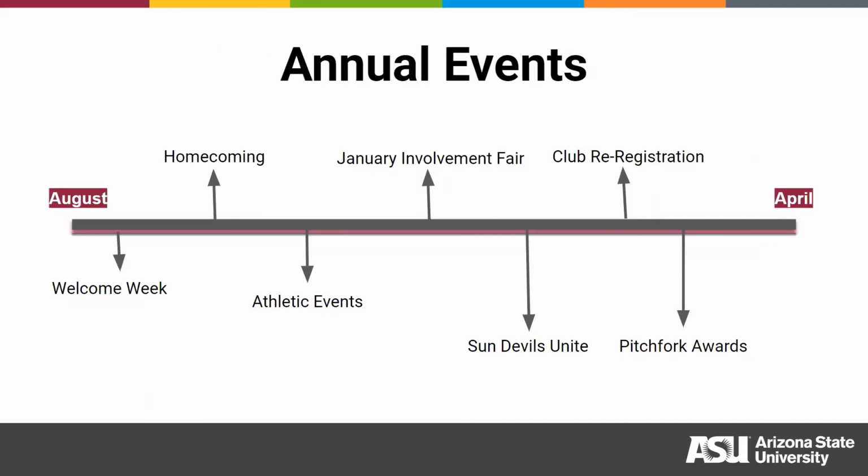Something to keep in mind: annual events that your organization can partake in. August is usually welcome week, there's tabling and org fairs, and then homecoming, as well as athletic events. In January, there's an involvement fair. We usually have Sun Devils Unite, which is where we raise money for United Way. Club re-registration starts usually end of March, beginning of April, and then the Pitchfork Awards are in April as well. So these are all events that student organizations are able to participate in and be involved in.